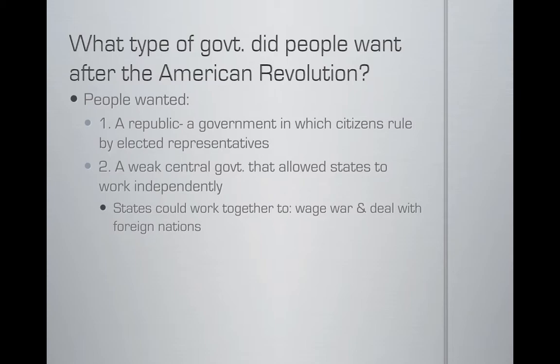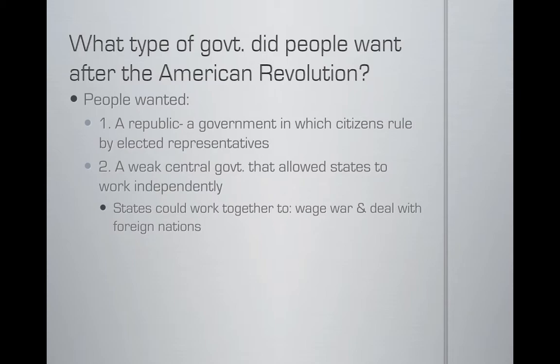But they also didn't want a monarchy. They didn't want one person or one group of people telling them what to do. So they wanted a weak central government, and they wanted the states to actually be able to make most of the decisions. The idea is that the states are going to be a loose alliance of friends and they'll help each other out when need be. But other than that, the states take care of their own business.